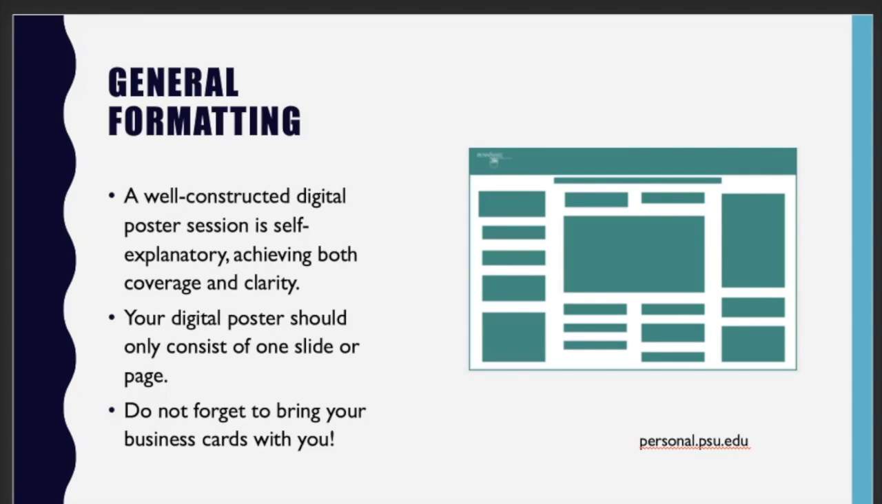So I really like this phrasing that I found from a source. A well-constructed digital poster session is self-explanatory, achieving both coverage and clarity. So you look at the poster session and you understand it without needing to know more background information. I think this is really important to consider when you think more about your audience, is that you have to make it self-explanatory towards your type of audience. So if you're talking about nuclear physics, no one in the CBE program or at Lord's University is going to understand that. So you have to use more generic terms to reach your targeted audience.